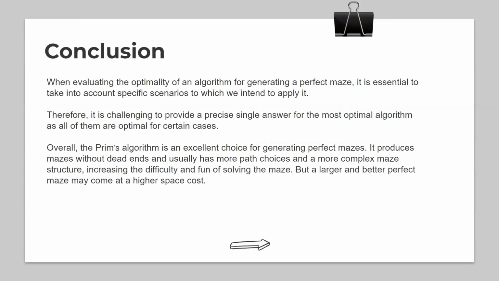After analyzing these four algorithms that we use, we can see that in different situations and needs, any of them could be the most optimal choice. But like I said before, Prim's algorithm might be an excellent choice overall for generating a perfect maze. It can generate a complete maze in an acceptable amount of time, but sometimes it may come at a higher space cost.